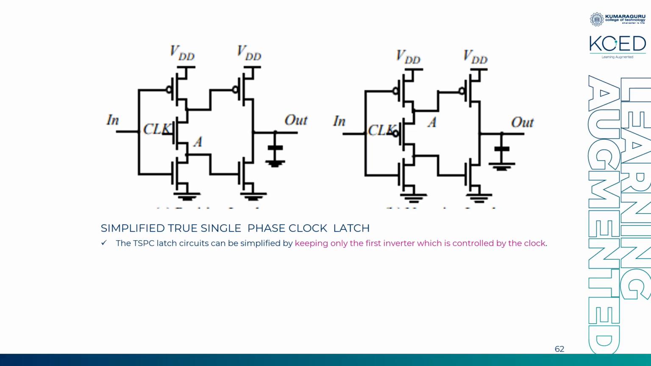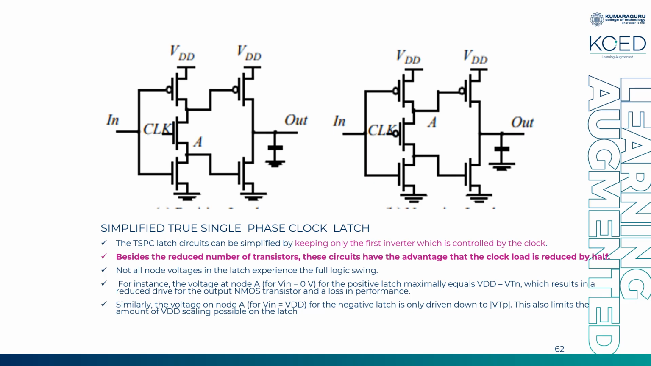Okay, so only the first inverter is retained, which is controlled by your clock. Okay, so the main advantage here is that the transistors are reduced, and the clock load is also reduced. Okay, so this is one of the main plus points. Okay, but there is a problem here.